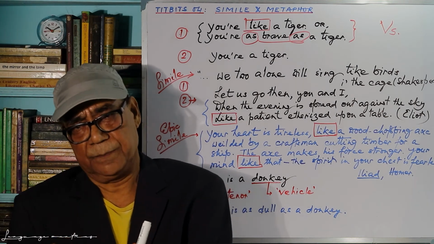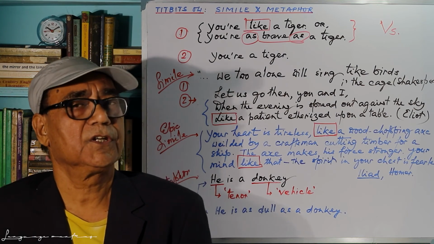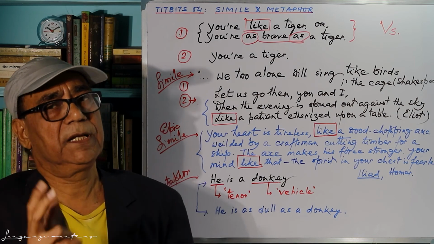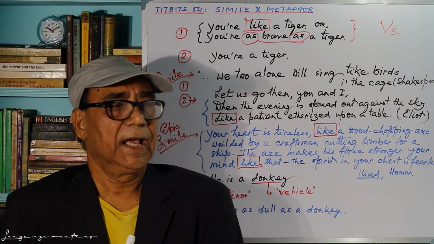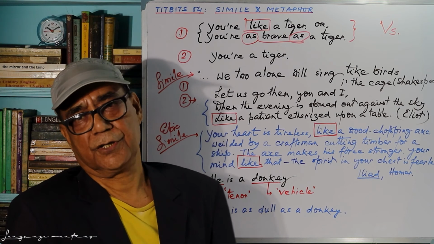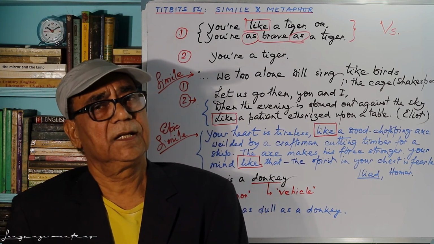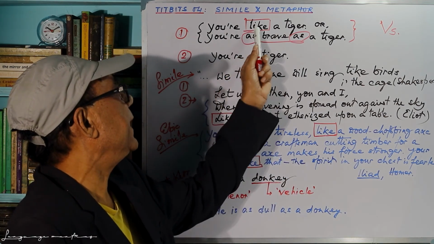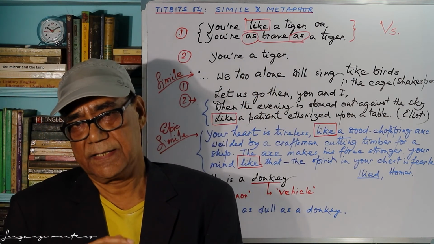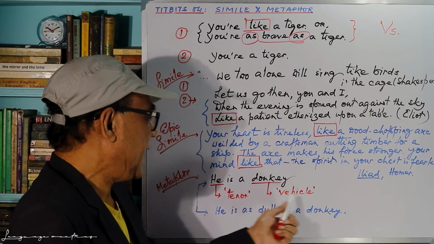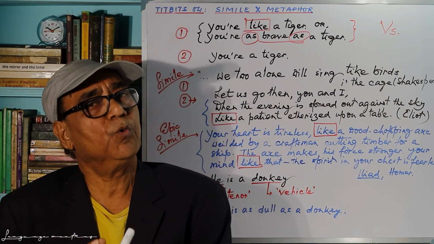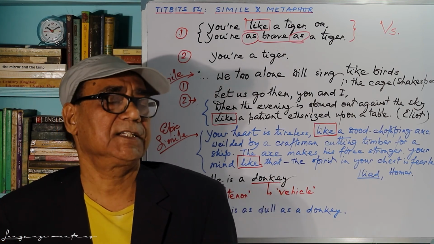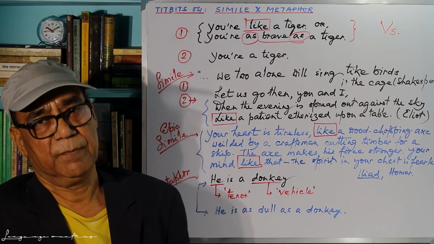So this is very simple. Similar things do not work here. Comparison is always between two dissimilar items. And number two, metaphor is a comparison like simile, but there is no question of like, as, etc. Here subject, tenor and vehicle, these two items become one and inseparable. So I think this will help you understand the difference between simile and metaphor.